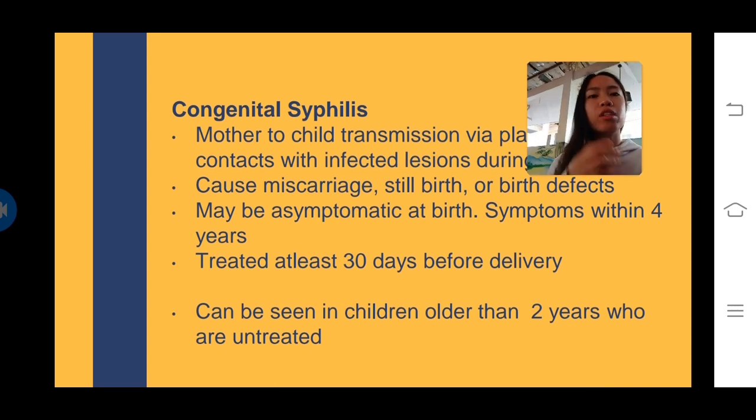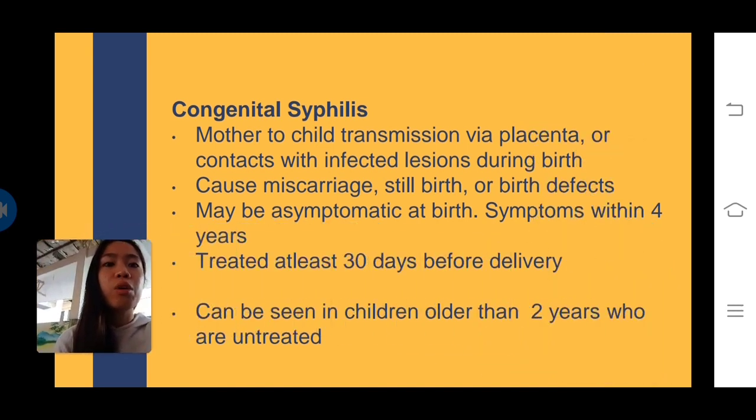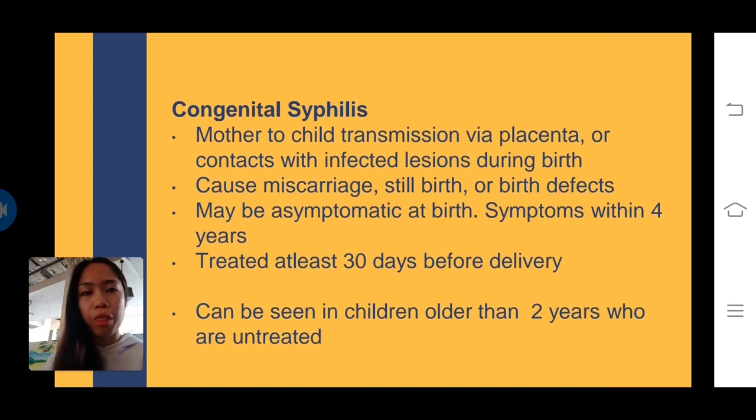And then let's go to congenital syphilis. Congenital syphilis is a transmission from mother to child via the placenta or contact with infected lesions during birth. It causes miscarriage, stillbirth, or birth defects. It may be asymptomatic at birth, but symptoms will occur within 4 years. Congenital syphilis can be treated at least 30 days before delivery. It can be seen also in children older than 2 years who are untreated, and they will develop diseases.